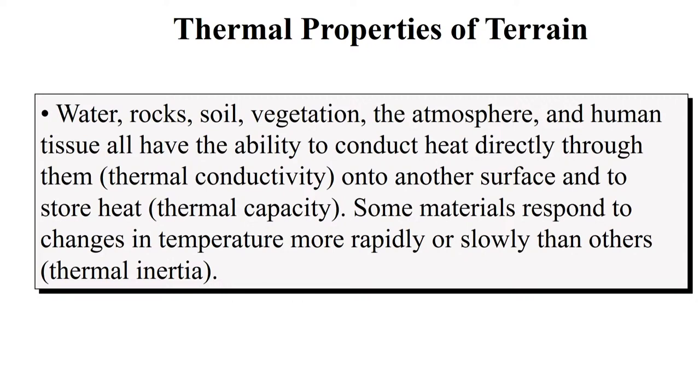Now here we have seen the different sensor and object parameters. We are now going to talk about the thermal properties of the terrain. Water, rocks, soil, vegetation, the atmosphere, and human tissues all have the ability to conduct heat directly through them. Some materials respond to changes in temperature more rapidly or slowly than others. So there we are mainly going to see three properties: thermal conductivity, thermal capacity, and thermal inertia.